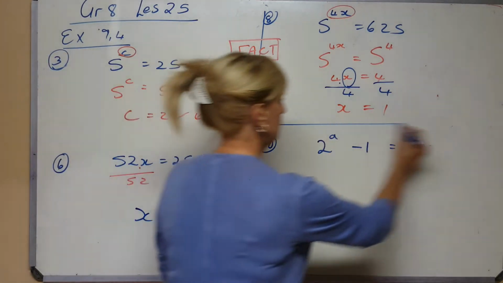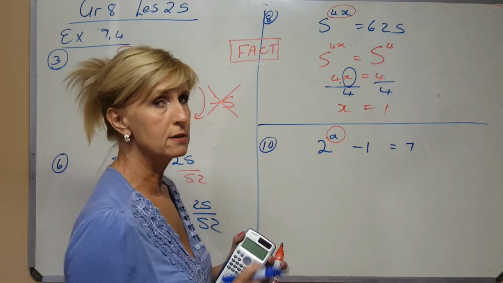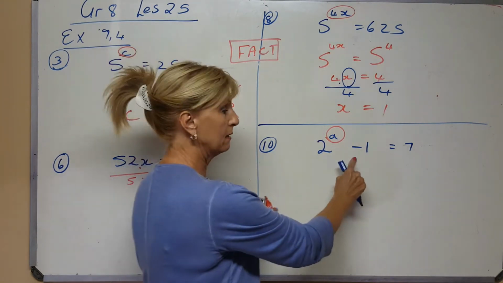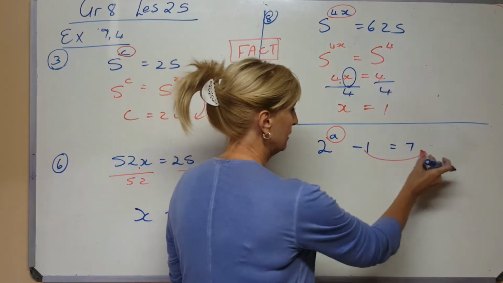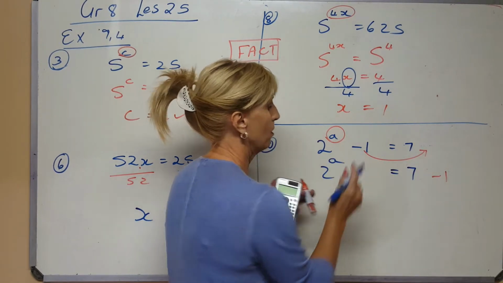Ek soek vir A. Dis 'n eksponent, so I'm going to go for powers. Ek gaan vir magte gaan, maar daai een kan ek van ontslaa raak. En nou staan die tegnieke nie, jy kan hom oorvat, dan word hy minus 1, dan staan daar 7 en 2 tot die mag A.